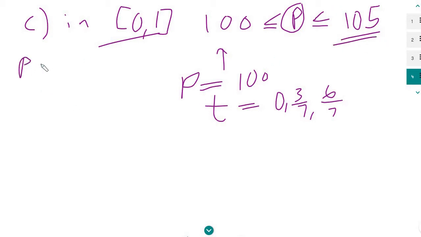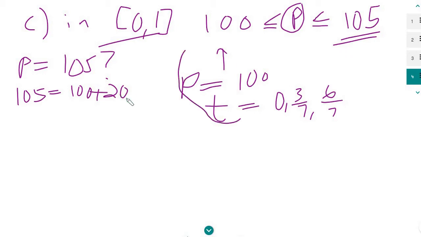We'll do that now. So if P is equal to 105, what does that mean for T? Let's solve it. 105, plugging this into the equation, is equal to 100 plus 20, times sine of 7 pi over 3 t. Again, solving for t, we have to subtract 100 and divide by 20. That would be 1/4 is equal to sine of 7 pi over 3 t.